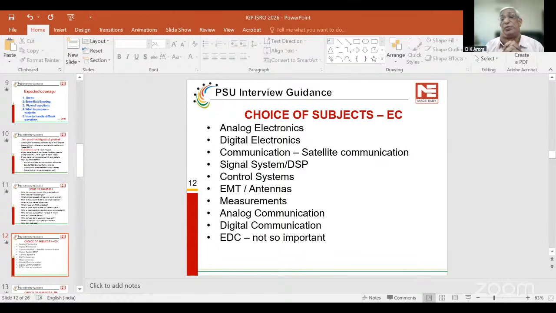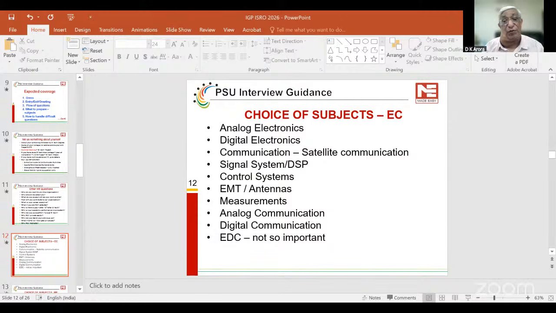Coming to the choice of subjects, the preferred choice of subjects, I'll use the term. Analog electronics, digital electronics. In communication, satellite communication is very important. Analog communication and digital communication can be prepared. Digital signal processing or signal systems can be prepared. Control systems is important. Antennas can be very useful for this particular interview process.